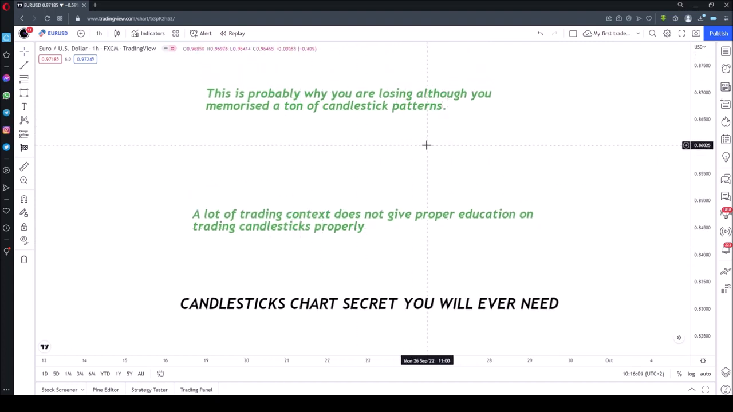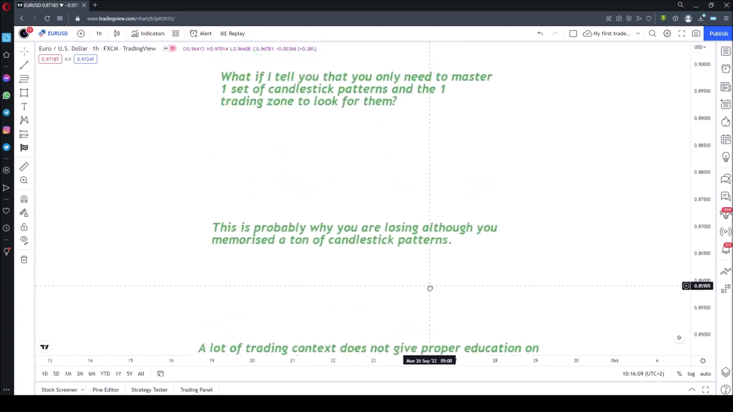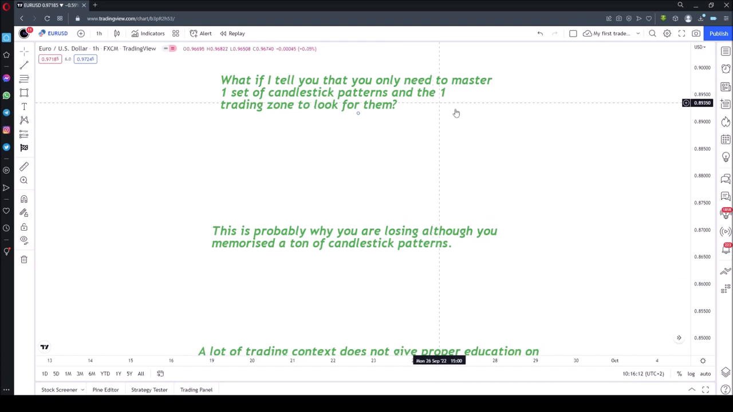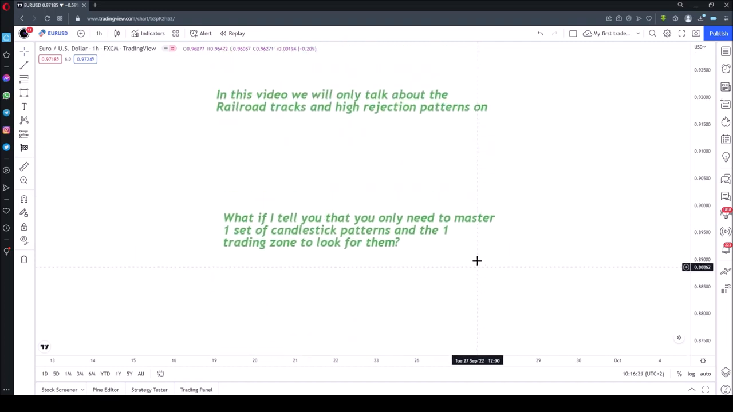Although you memorized a ton of candlestick patterns, the bullish engulfing, the bearish engulfing, all those, you are still not profitable. What if I tell you that you only need to master one set of candlestick patterns and the one trading zone to look for them? So in this video, we'll only talk about the railroad tracks and high rejection patterns. And these are the only candlestick patterns that are necessary for you to look for in the market.